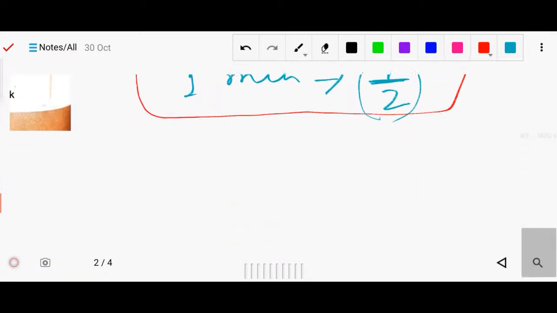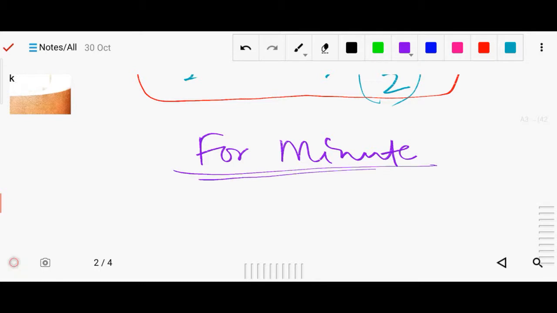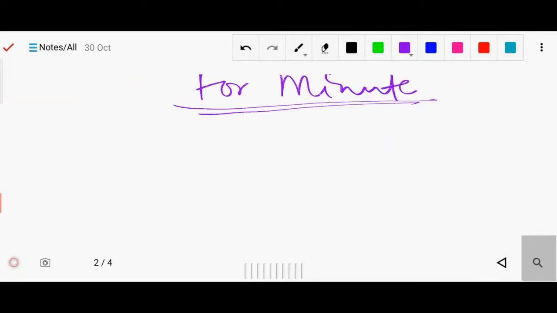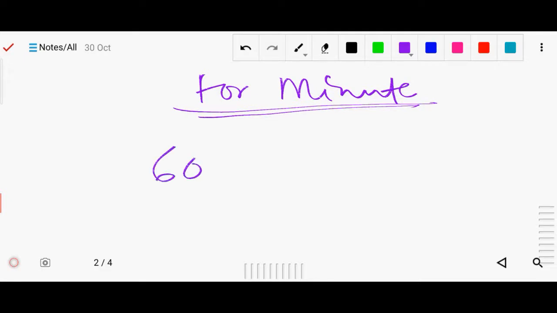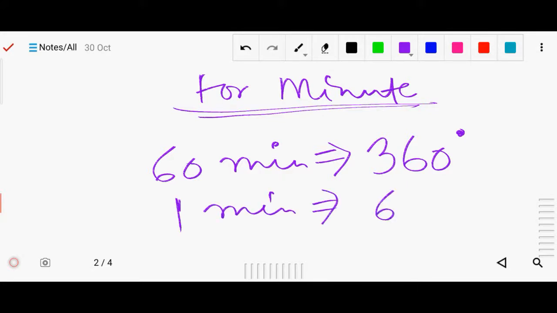Next, again, this is for the minute hand. 60 minutes will cover a 360 degree angle. So in 1 minute it will cover 6 degrees.